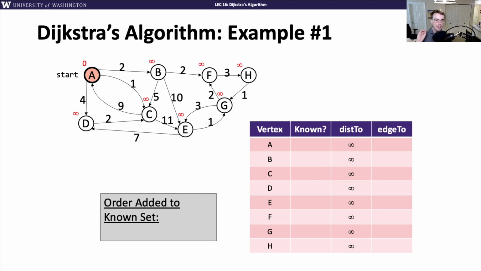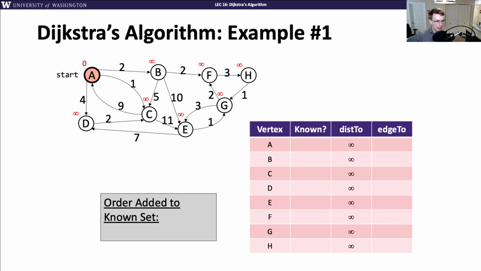We also are going to keep track of what we call the order added to the known set, which is keeping track of when we've added things to the known set. This is not strictly necessary for Dijkstra's algorithm, but we're going to find it useful in keeping track of what has happened and when when doing this by hand. So we set up all the state.